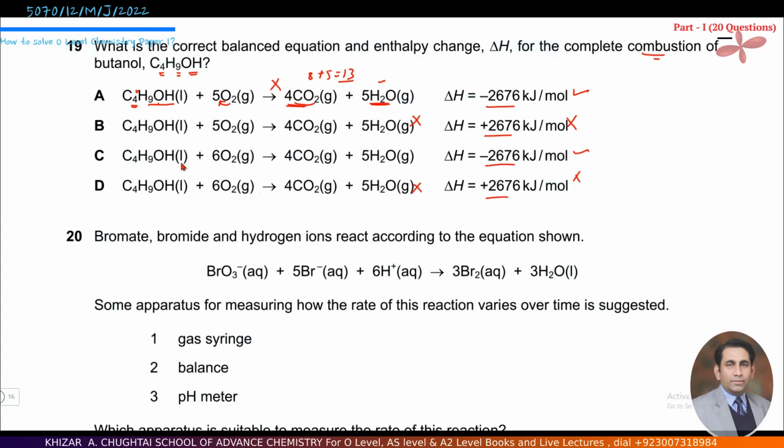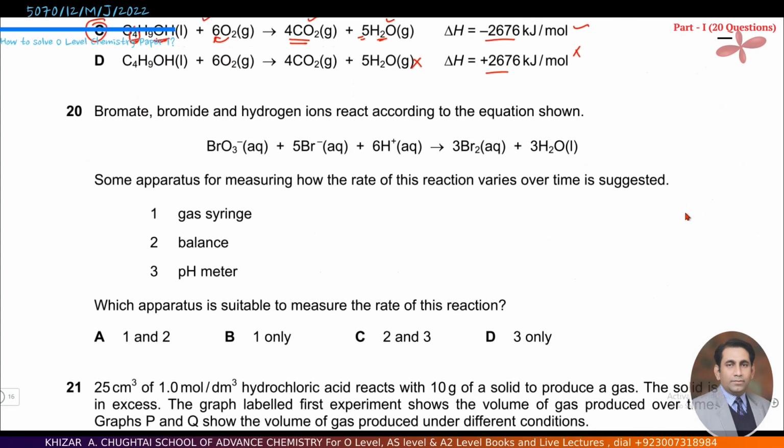Let me check it once again. The C option. 6 twos are 12 plus 1, 13. Yes, it's showing 13 oxygen atoms, 4 CO2 because 4 moles of carbon atoms are there. It's correct. 5 moles of H2O because 10 moles of hydrogen atoms are there. Yes, it is correct. And this is the correct option finally.